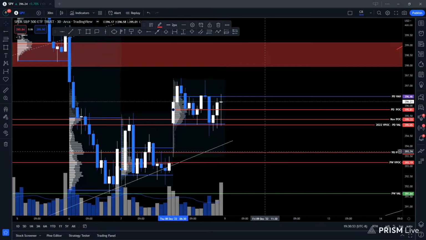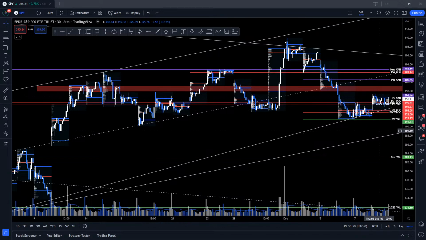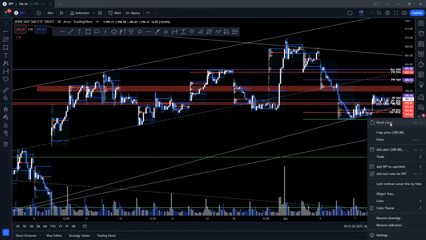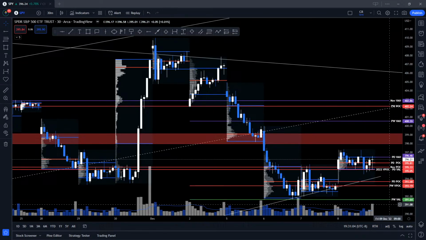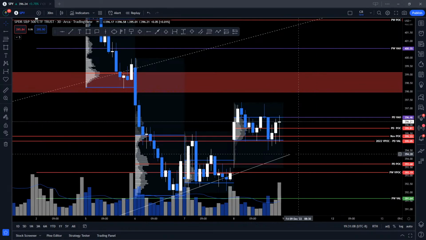And these are going to be most of the levels that I'm looking at for tomorrow. And like we already talked about, I'm looking for retests.